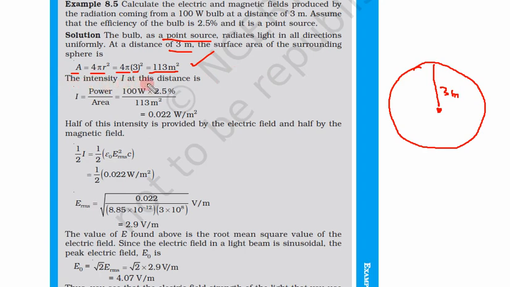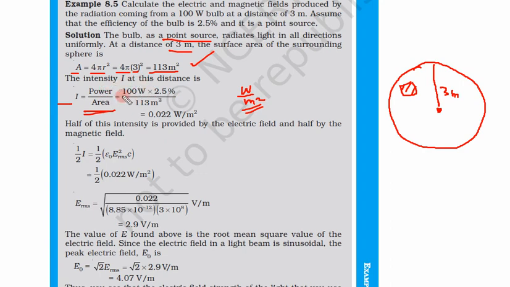Now the intensity at this distance. First we have to calculate the intensity. Intensity is nothing but power upon area. That means how much power is absorbed by unit area. And as you can see, what is the unit? Power is in watt and area is in meter square, so watt per meter square, that is intensity: how much power falls on unit area. So this is our intensity.